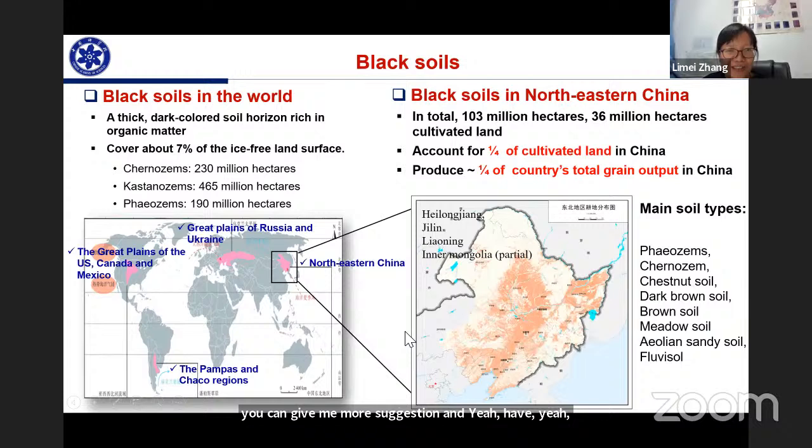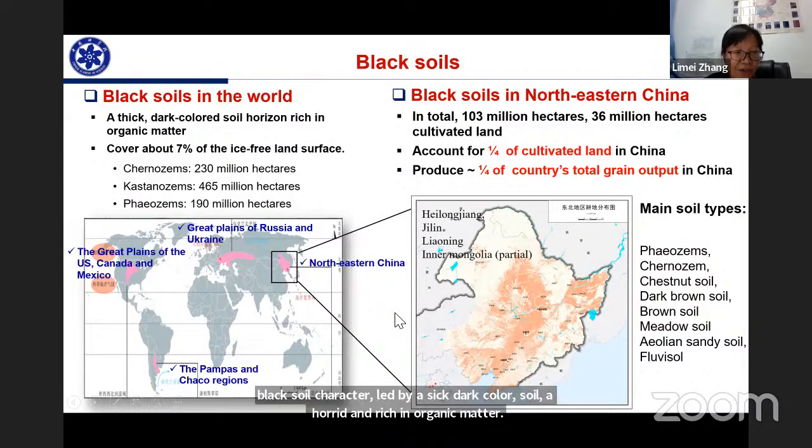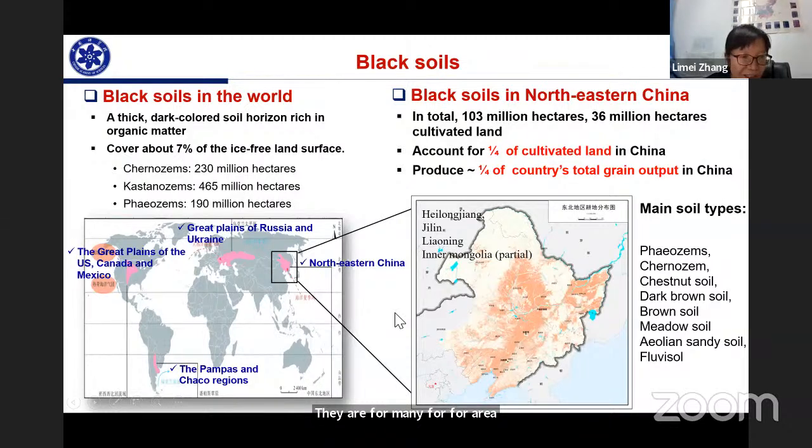Maybe a little bit of background about black soil. Black soils are characterized by a thick, dark-colored soil horizon rich in organic matter. There are mainly four areas where black soil is distributed. One is the Great Plain of Russia and Ukraine. Another is the Great Plain of the U.S., Canada, and Mexico. The third is located in northeast China. And the fourth one is in the Pampas and Chaco region in South America.